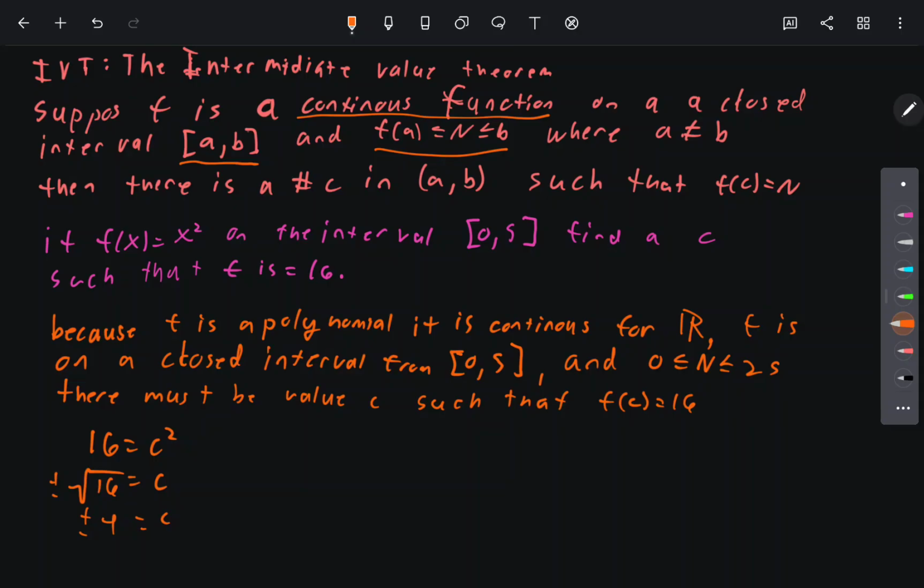Well, that would be two values in our interval, wouldn't it? No, it's not. So we have to see which one of these values is within our interval. So c is actually going to be equal to 4. And we want to also make sure that we state we can use the intermediate value theorem, the IVT. And we can find that c is equal to 4.